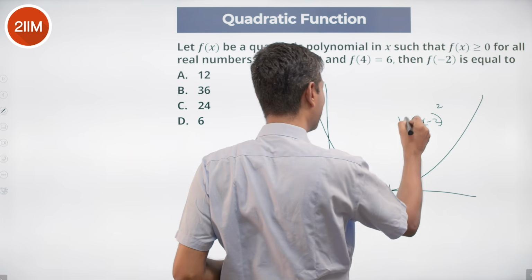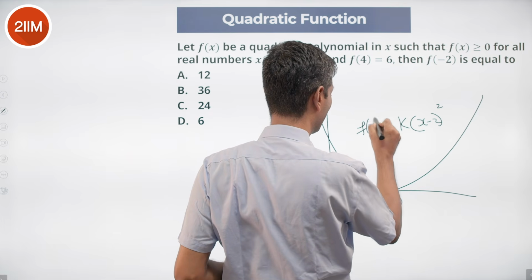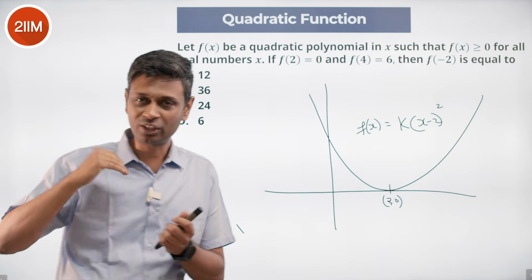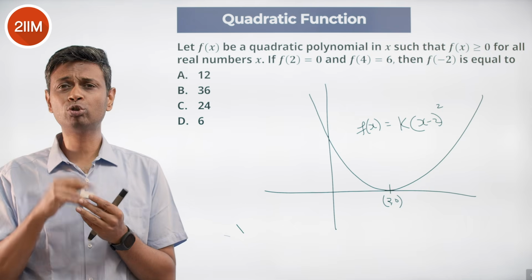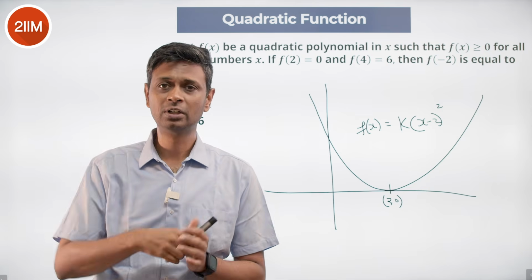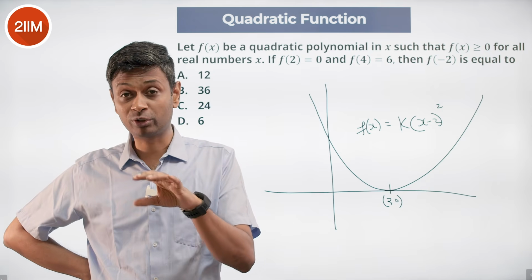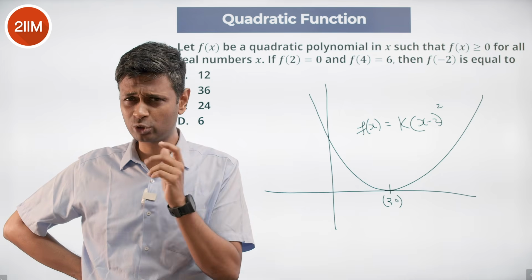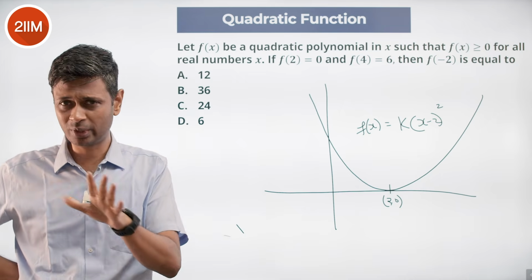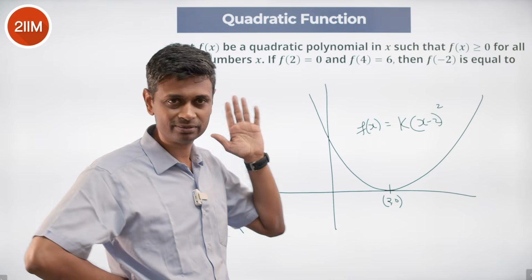This is a curve which is k times (x minus 2) whole square. It touches at 2, so there are two real roots, both at 2. This is from (x minus 2) into (x minus 2) whole square. Not just (x minus 2) whole square, but k times (x minus 2) whole square. Right? That is this curve.